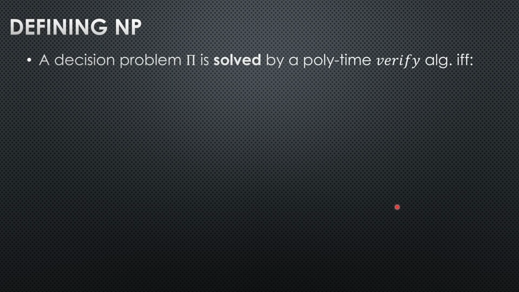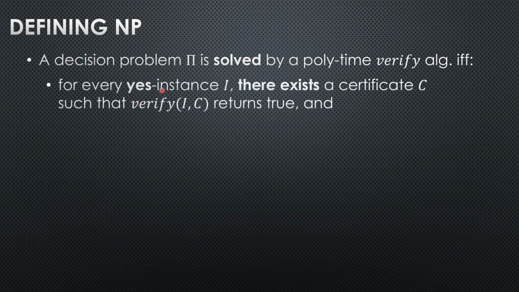Finally, we're in a position to actually define NP, to define non-deterministic polytime. So NP is only going to contain decision problems. What does it mean for a decision problem to be in NP or not in NP? Okay, so a decision problem pi is solved by a polytime verify algorithm. I'm defining the word solved here. It's solved by a polytime verify algorithm if and only if, for every yes instance I to that problem, there exists a certificate C such that verify I, comma C returns true.